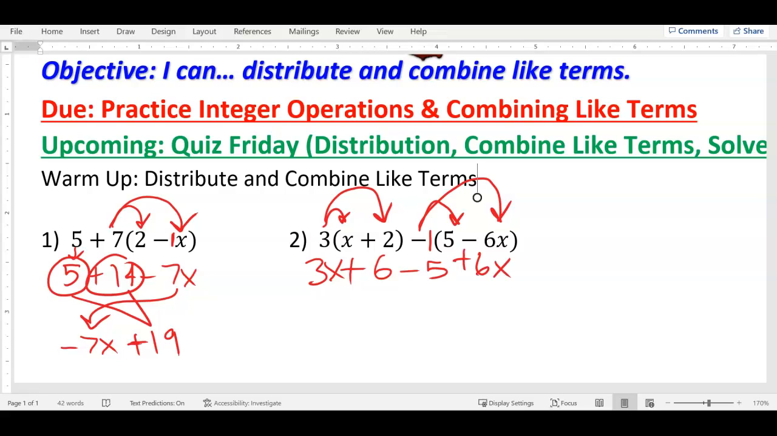All right. Now, combine like terms. Let's start with our variables. What are my x's that I can combine? 3x, and then plus 6x. What do I get? 3 plus 6 gives me 9x. And I have a positive 6 and a minus 5 constant. What's 6 minus 5? 1. So it's plus 1.